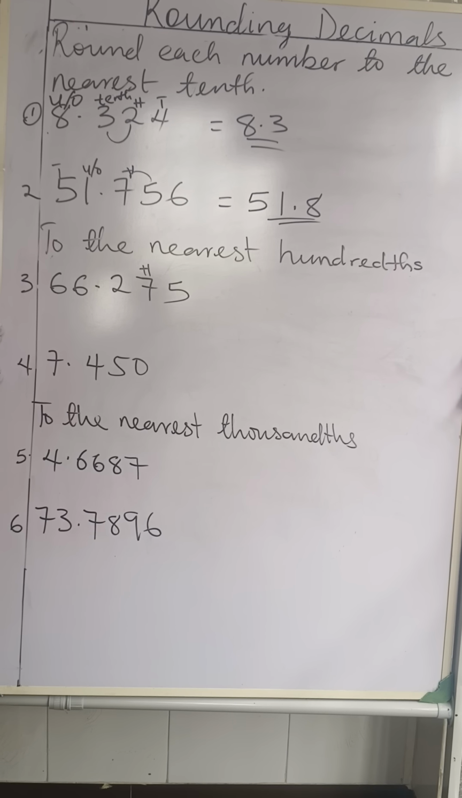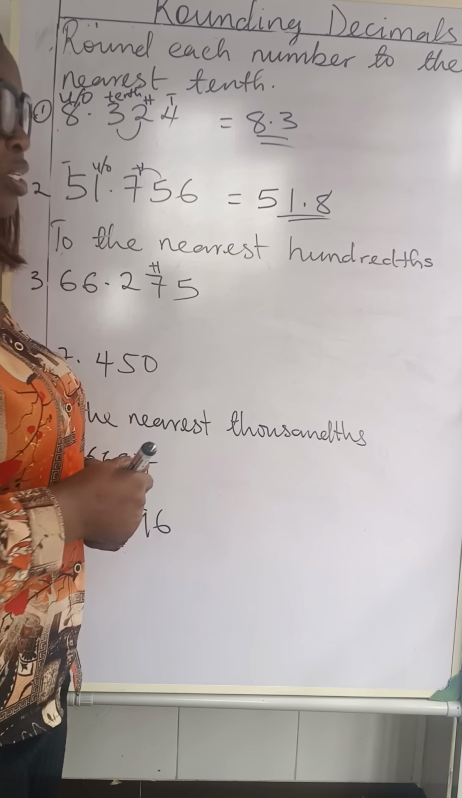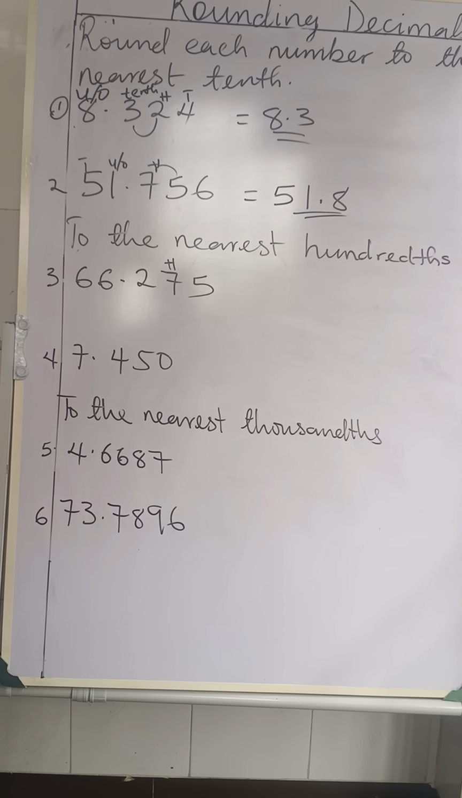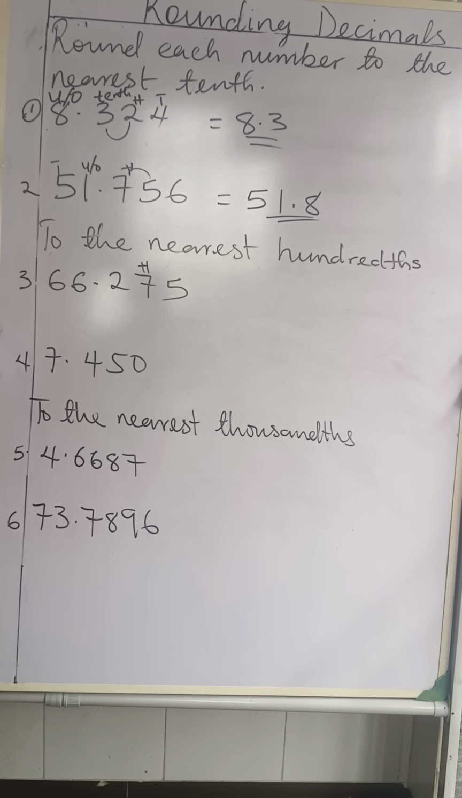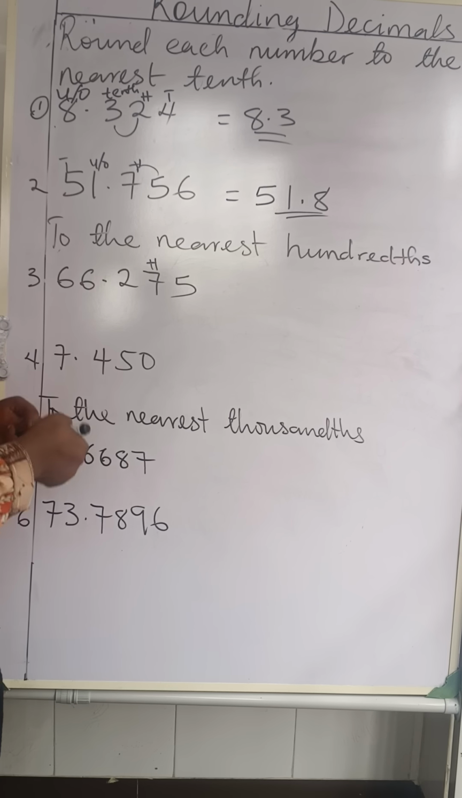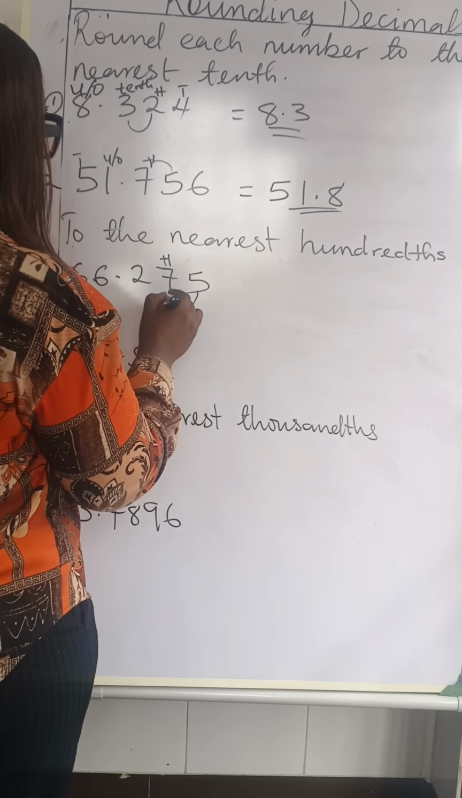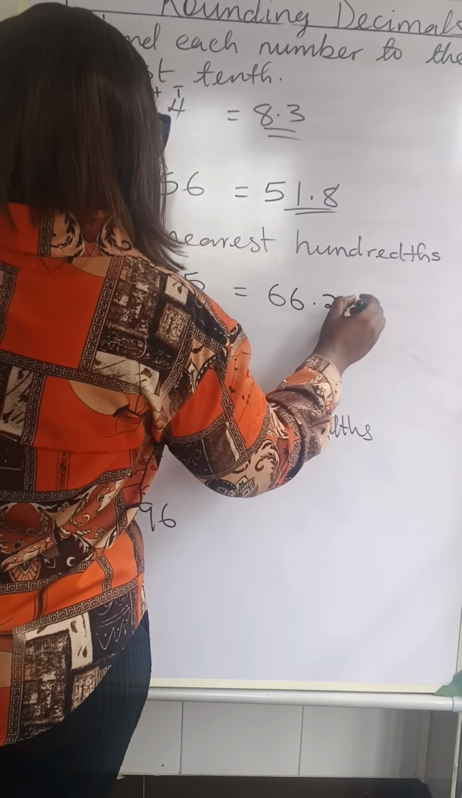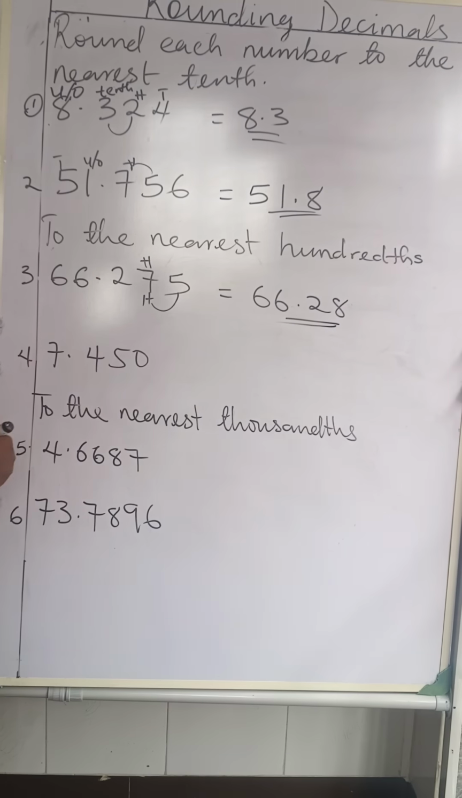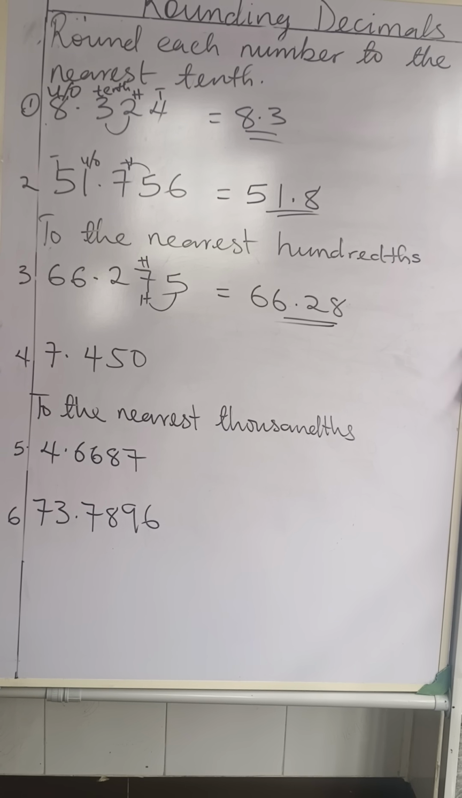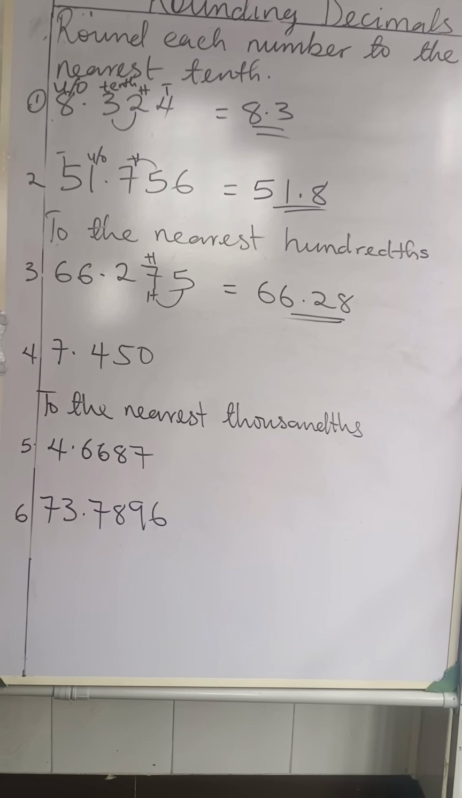The closest neighbor is 5. Will the 5 have an effect on the 7? Yes. Why? Because it is up to 5. So you have plus 1 here, and our answer will be 66.28. 66.28 is the answer.